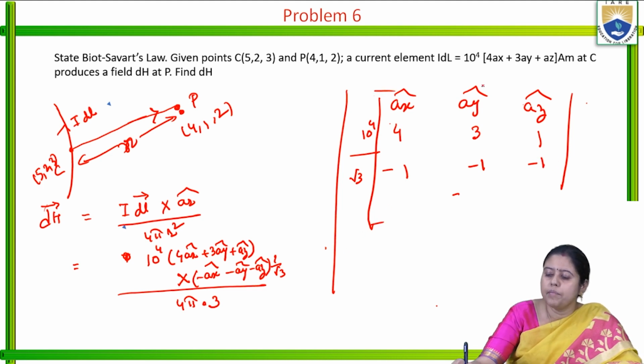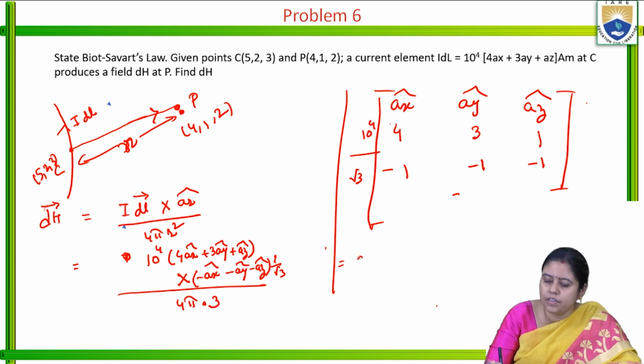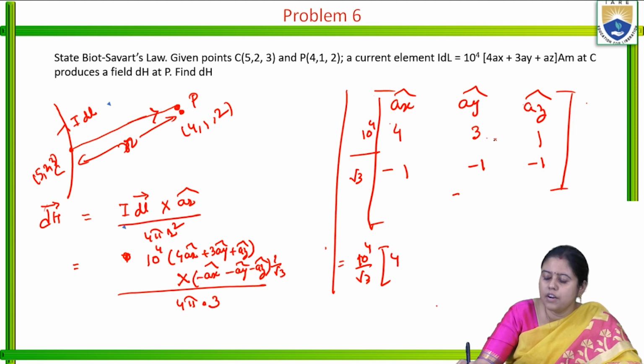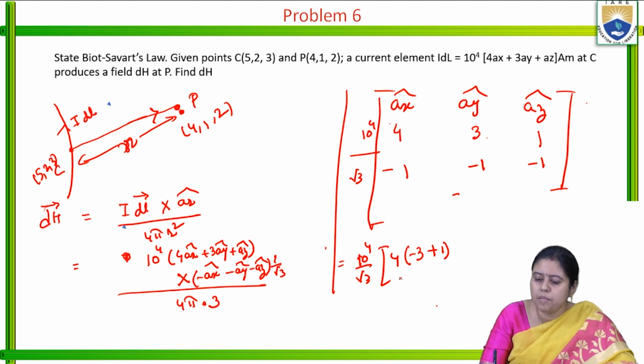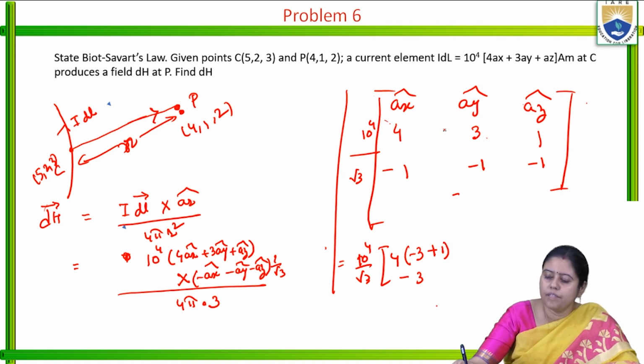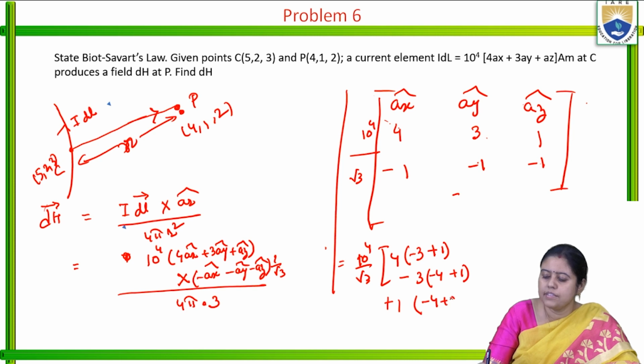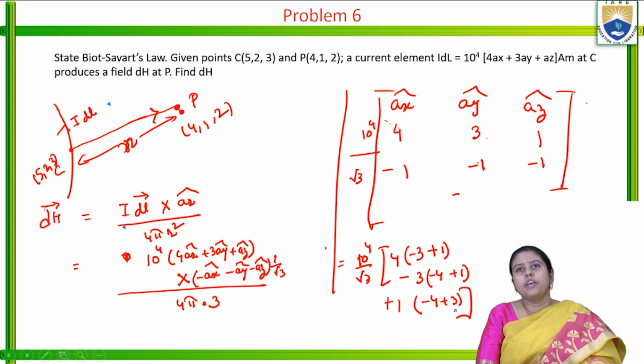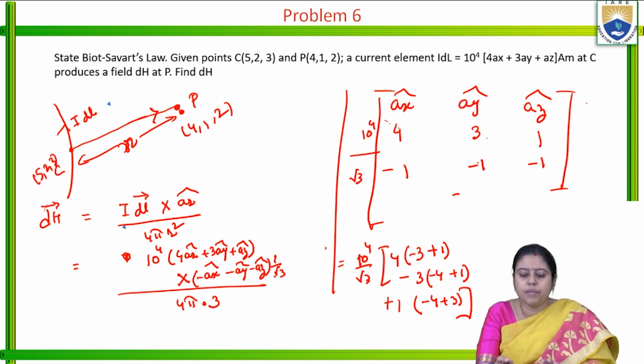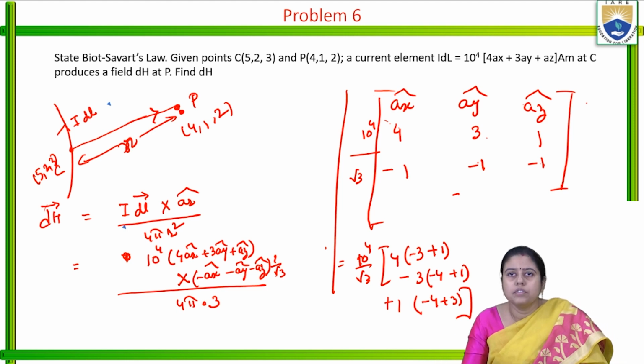If we take the determinant of this, what is the determinant? 10 to the power 4 by root 3, times: 4 minus 3, plus 1, minus 3, minus 4, plus 1, plus 1, minus 4, plus 3. If we solve this equation, we can get the value of this cross multiplication, and after that we can calculate the total value using the Biot-Savart's law.